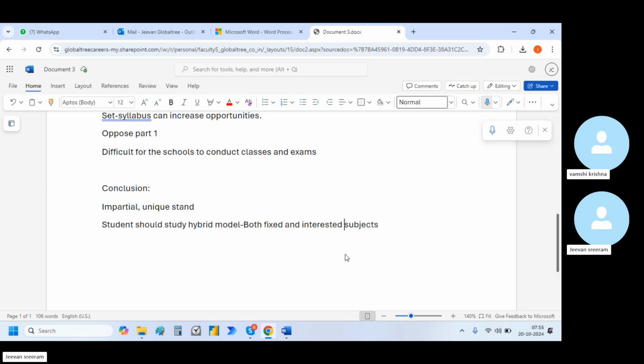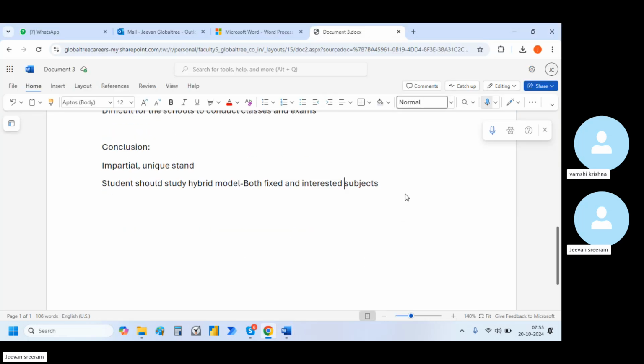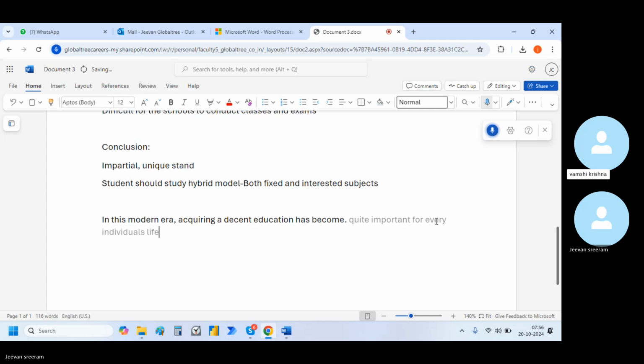Let me take "in this modern era" or something, because that's what we selected to take. In the modern era, acquiring a good education has become a crucial part of every individual's life, right? In this modern era, acquiring a decent education has become quite important for every individual's life.